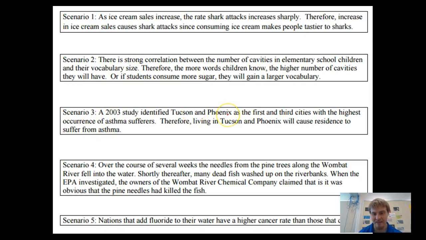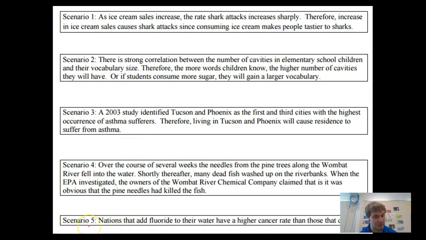In 2003, Phoenix was the third highest city. They suffer from a ton of asthma, so therefore living in Phoenix and Tucson, you're more likely to have asthma. Well, yeah, but just because you live in those cities doesn't mean you're going to have more asthma. That deals more with probably climate, like it's in a desert. So if you were born somewhere else, you probably don't suffer from asthma. Just because you moved there probably doesn't mean you're going to increase your risk of asthma.